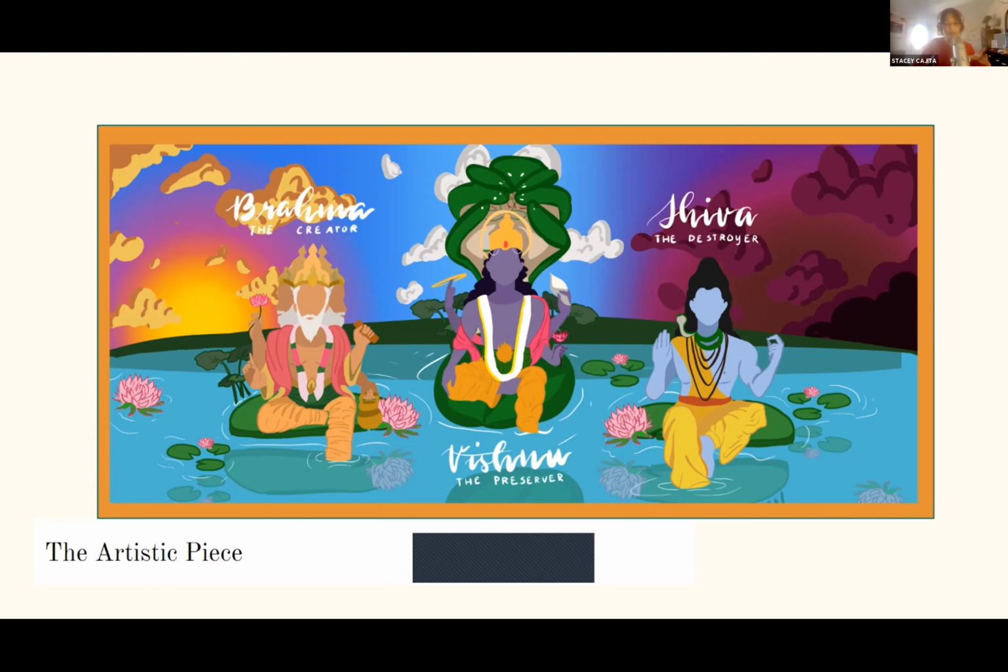Lotus flowers represent nature as well as Brahma's birth. He was born from a lotus flower from Vishnu's navel. Vishnu was sitting on a serpent because he was laying on the serpent of eternity before the lotus flower, and subsequently Brahma, were sprouted from his navel. The background holds the most symbolism. The sky represents the cyclic nature of the Hindu creation story.